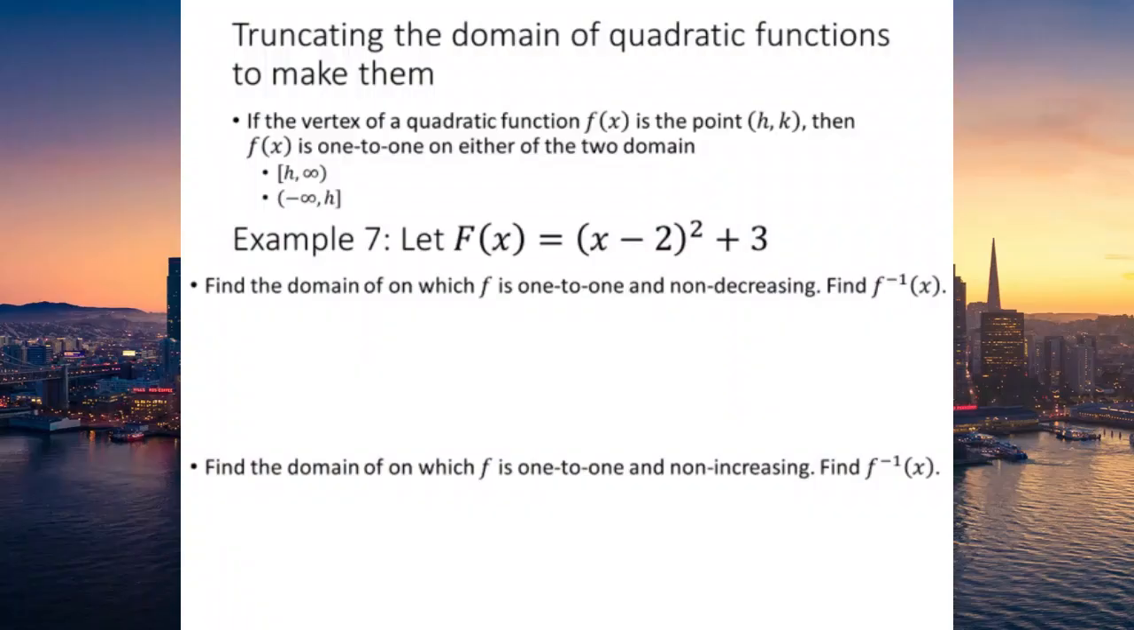Now, we've seen quite a few examples with quadratic functions not being one-to-one and not having an inverse. In this example, we're going to look at how we can truncate the domain of functions in order to make them one-to-one. And we're going to start specifically with quadratic functions.